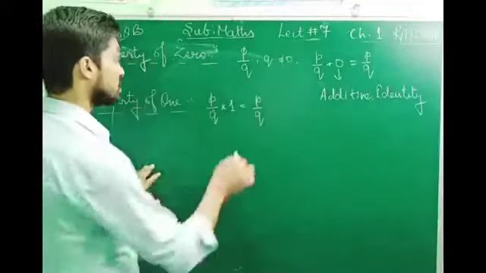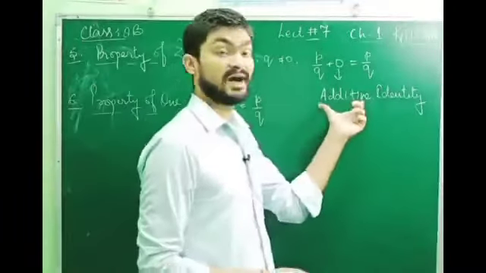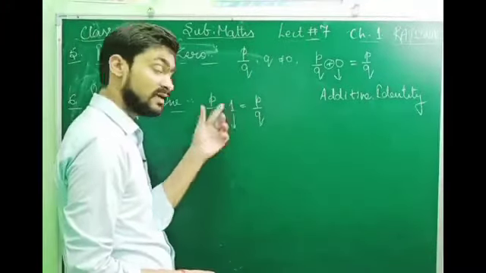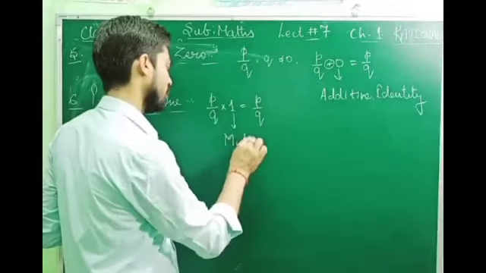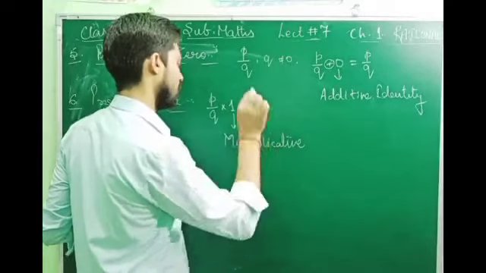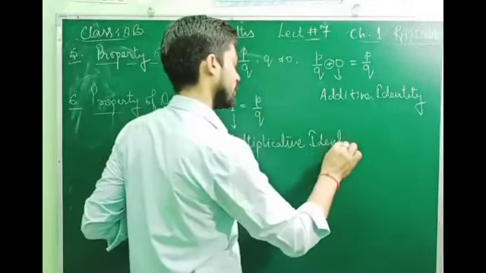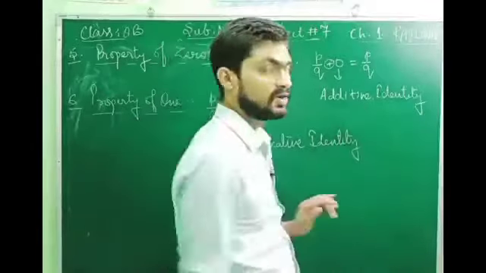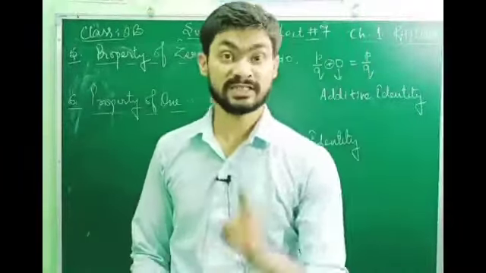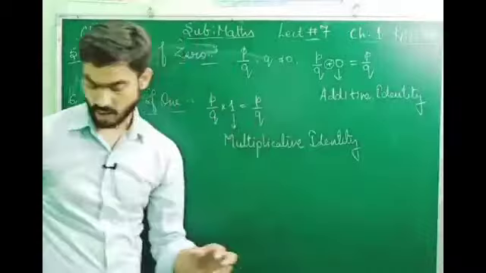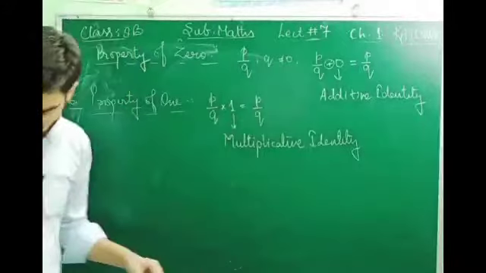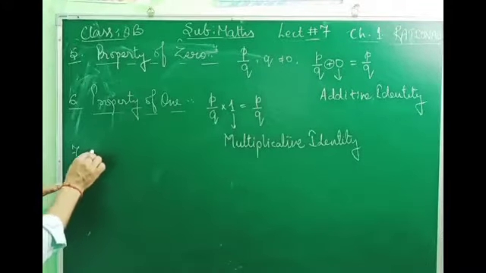So what is this one called? Additive identity. Why? Because we have added here. What will we call this one? Multiplicative identity. So my dear children, if I ask what is the additive identity, you will say, sir, it is 0. If I ask what is the multiplicative identity, you will say, sir, it is 1. Correct? Keep it in mind. Now, the next property we have to go through is additive inverse. So my dear children, let us see here what is additive inverse.